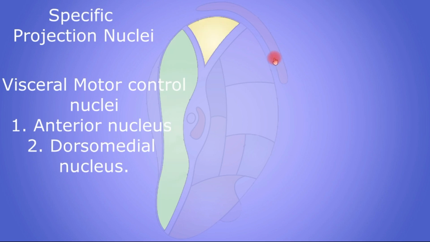Then coming to the third aspect, that is the visceral motor control nuclei. These nuclei are involved in the control of emotion, thinking and planning. So the visceral motor control nuclei include the anterior nucleus, as you can see here, and the dorsomedial nucleus in the medial aspect of the thalamus.